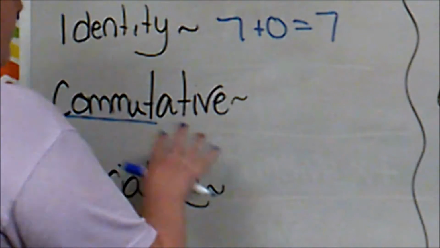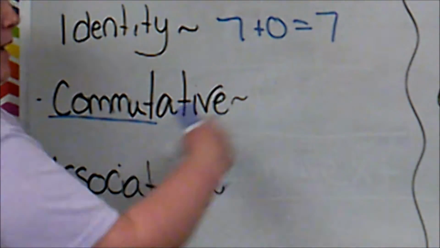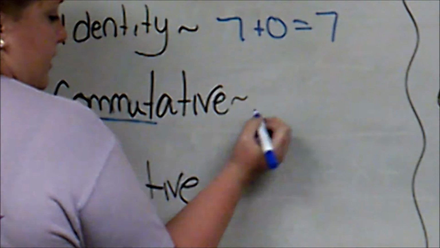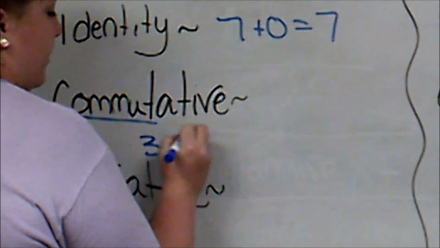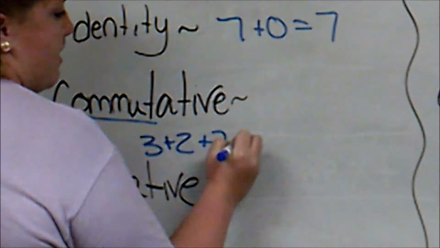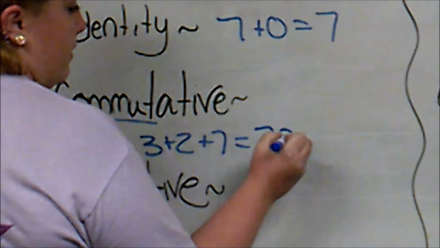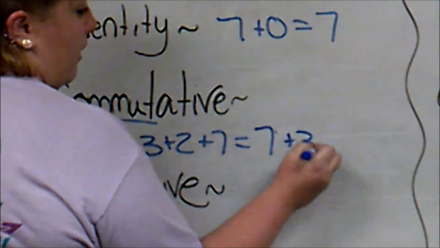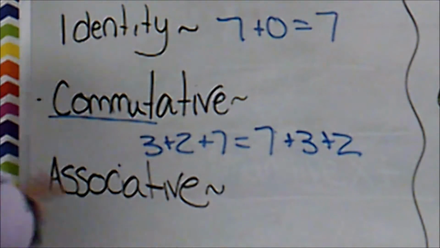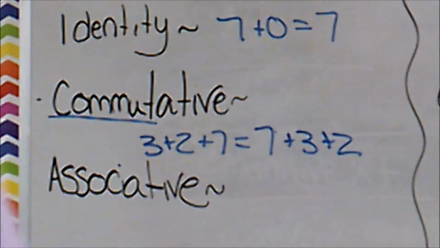So in my notes, I'm going to have a definition of what the commutative property is and then an example. So as I said, you can have 3 plus 2 plus 7, and that's going to equal the same as 7 plus 3 plus 2. I can change the order of those addends and still get the same sum. It does not matter.